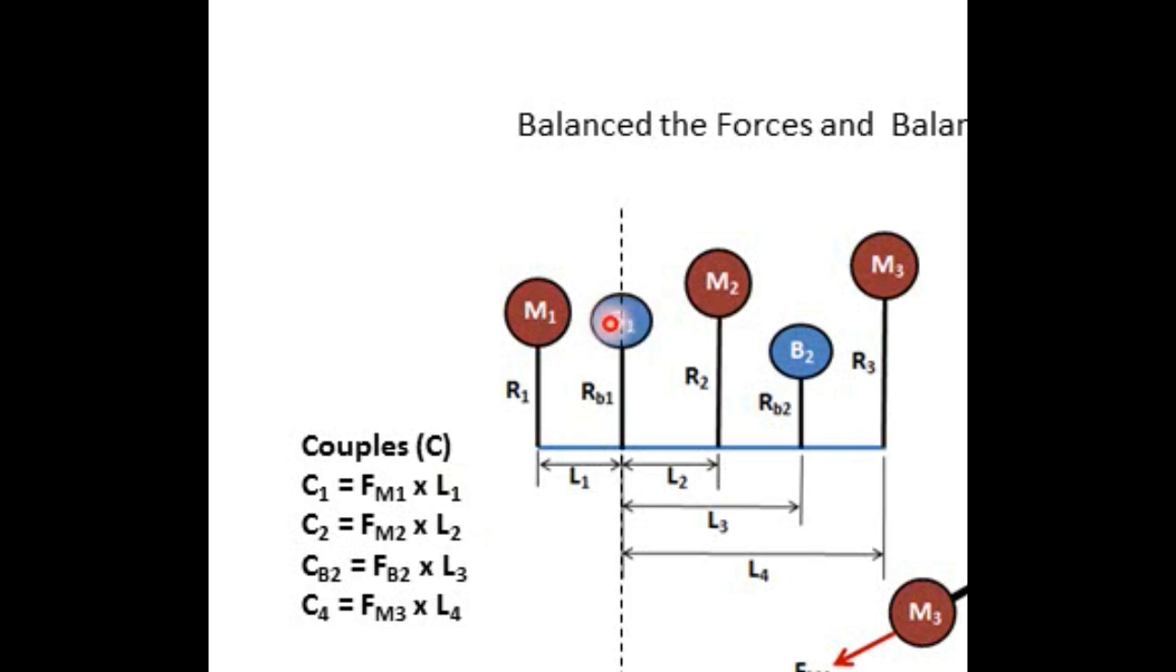The couple at b1 will be 0 because this b1 is chosen as the arbitrary plane where all the moments of couple will be taken. Therefore, the moment around its own plane is 0 because there is no axial distance. As you can see, in case of m1, the axial distance is L1. In case of b1, there is no axial distance because this plane is taken on b1.